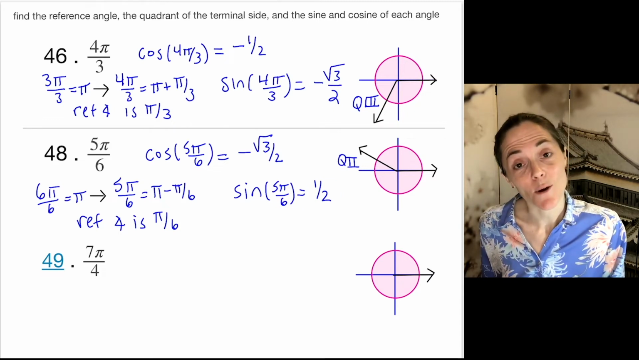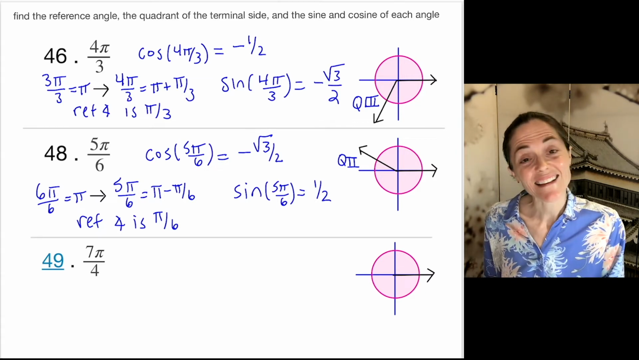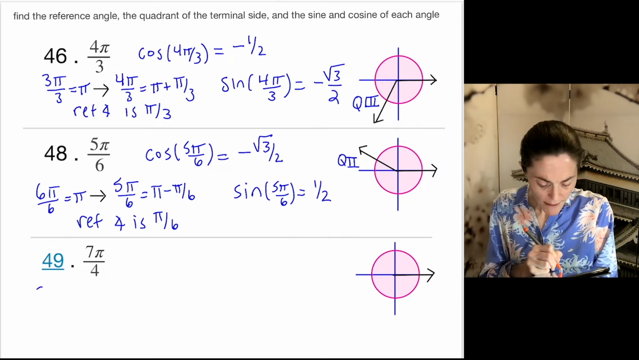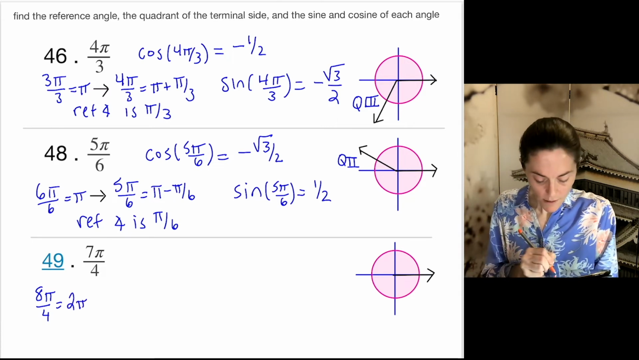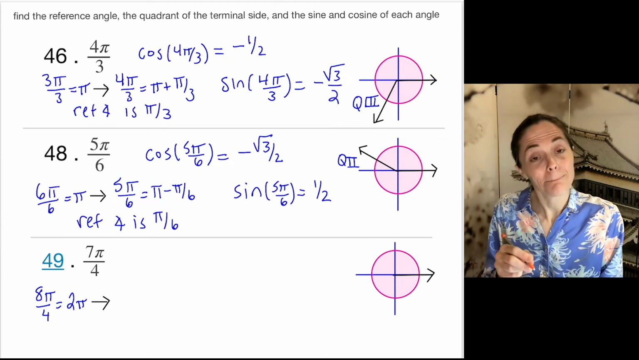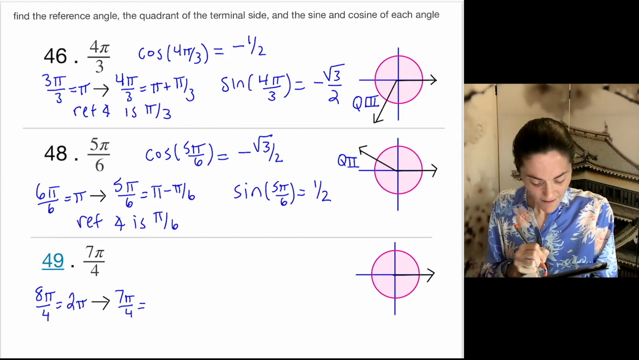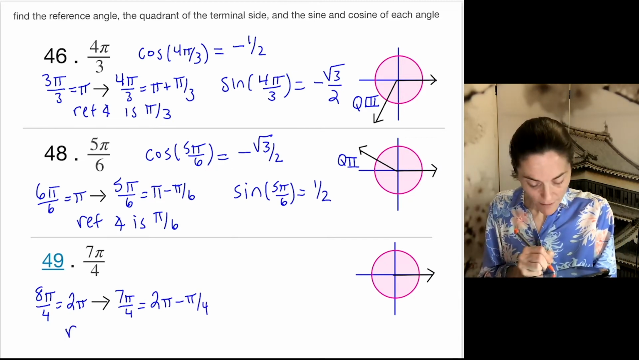So this gives us the cosine and sine for 5 pi over 6. Now we have 7 pi over 4. Well, very similar to the ones above, I'm going to think 8 pi over 4, and this is 2 pi. So my angle, you notice this is 8 pi over 4 minus pi over 4. 7 pi over 4 is 2 pi minus pi over 4. And this tells me my reference angle. My reference angle is pi over 4.